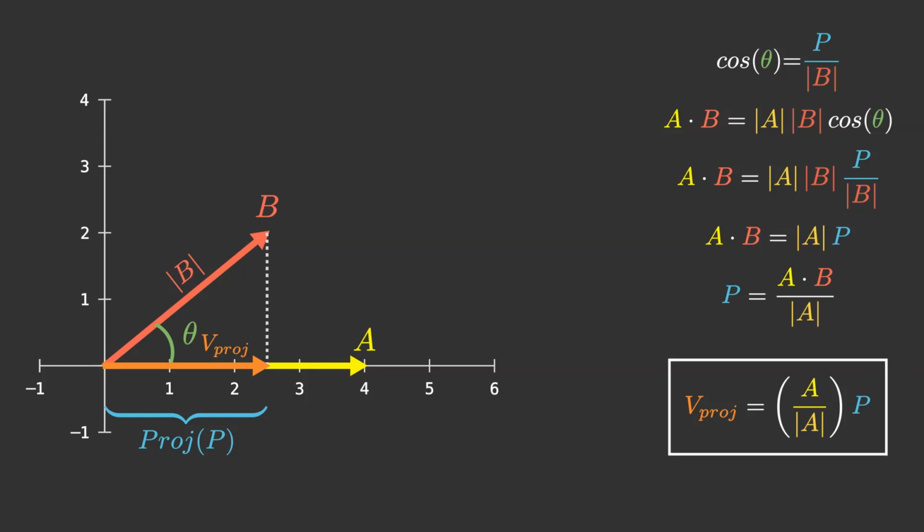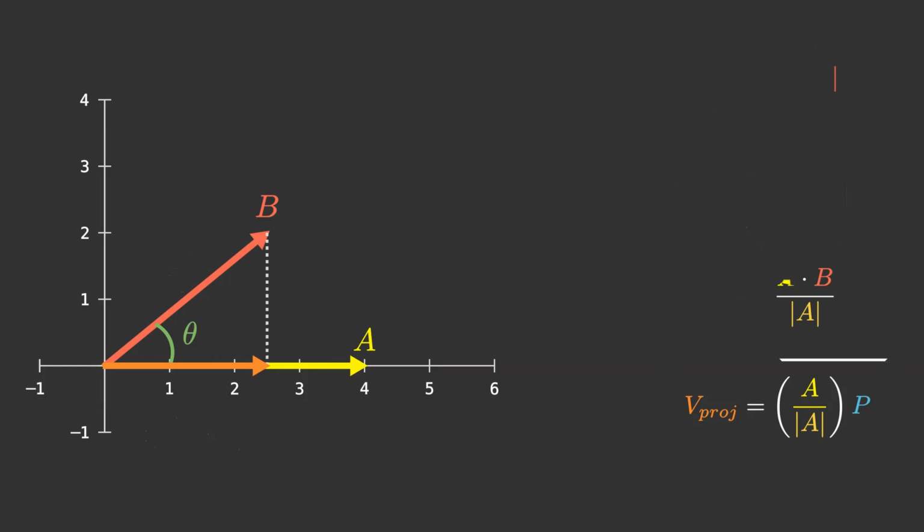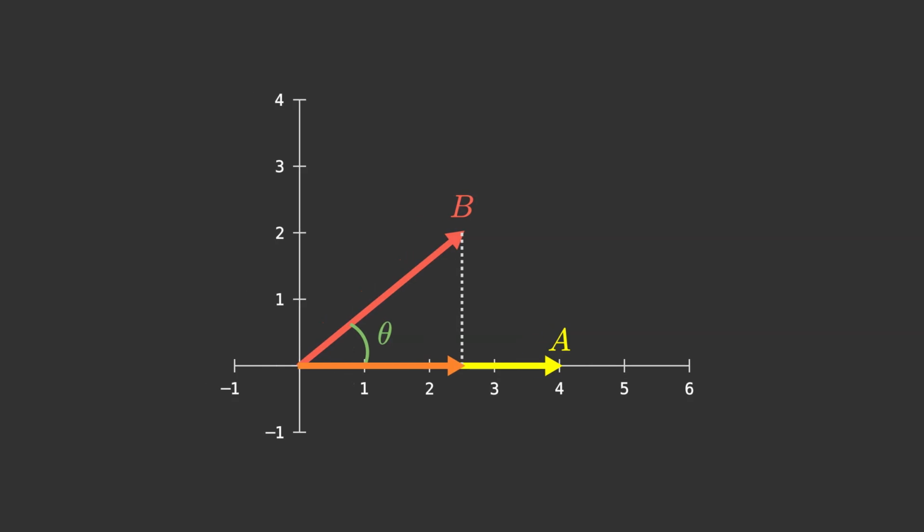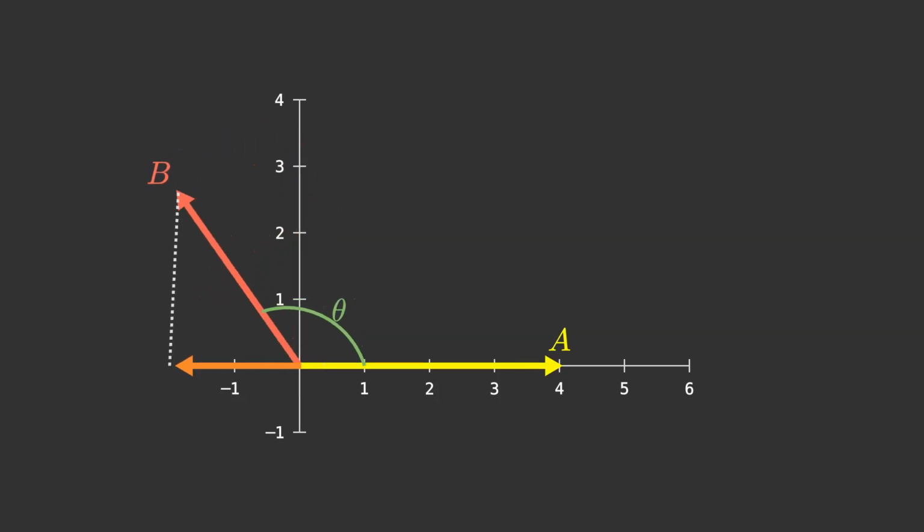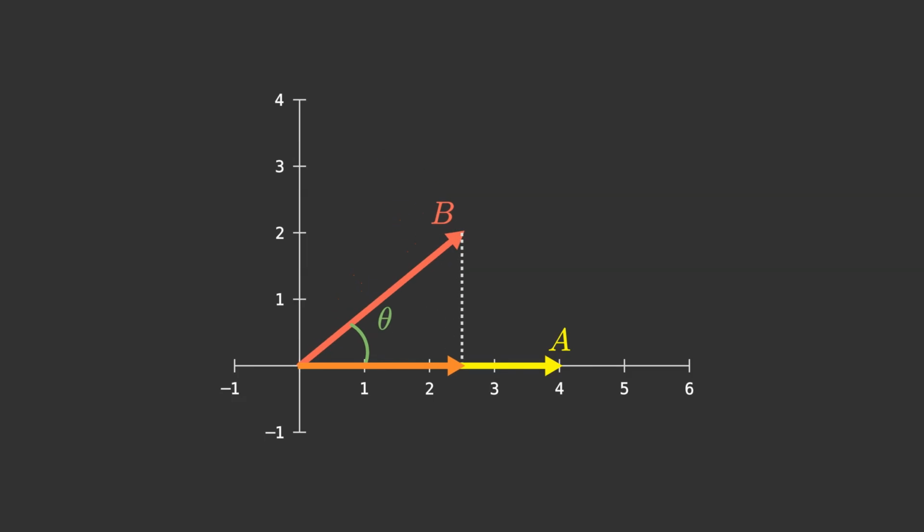Finally, let's see how vector projection changes as we rotate the vector B around. As B turns away from A, the projection shrinks because B is contributing less in the direction of A. At 90 degrees, the projection becomes 0 because B is completely perpendicular to A. This gives us a real feel for how direction and angle affect projection.